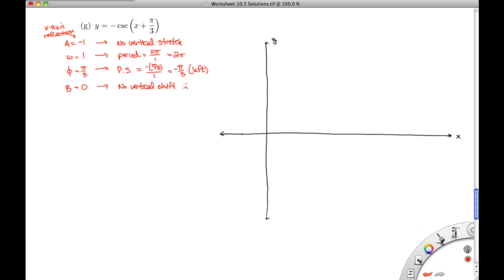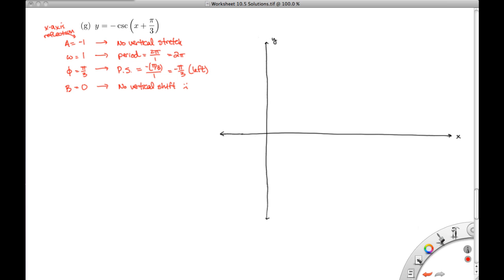Okay, so now we'll move on to actually graphing this. All right, so we really only have two things we have to worry about, which is the x-axis reflection and then the phase shift. Let's bring in the cosecant.